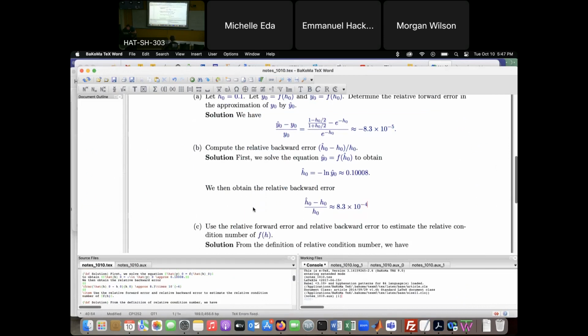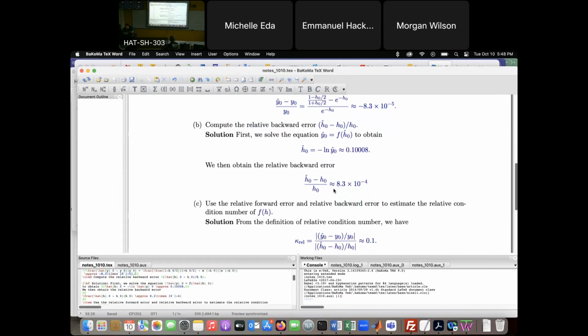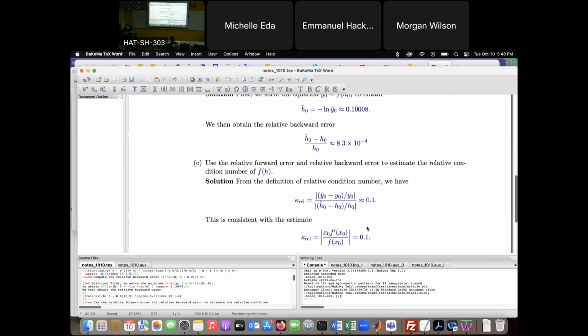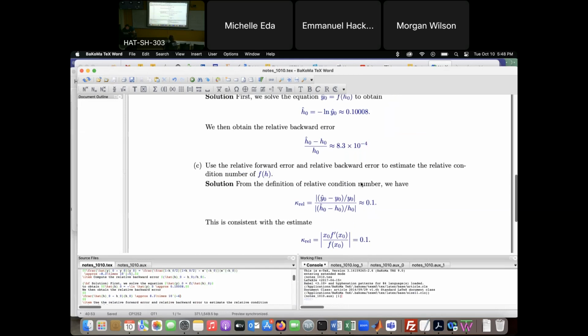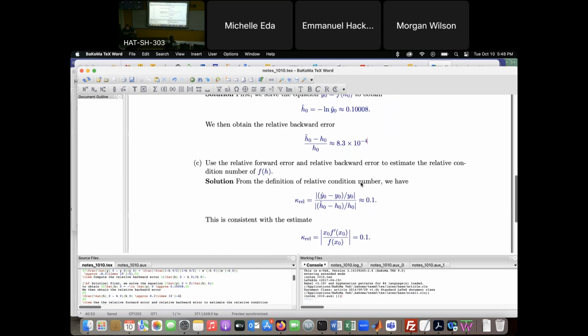And then for the relative forward error, you divide your forward error up here by your backward error down here, taking absolute value, and you get 0.1. That's not right. That is what you should have gotten. Well, I got different. For B, I had 0.0001 as my final answer.